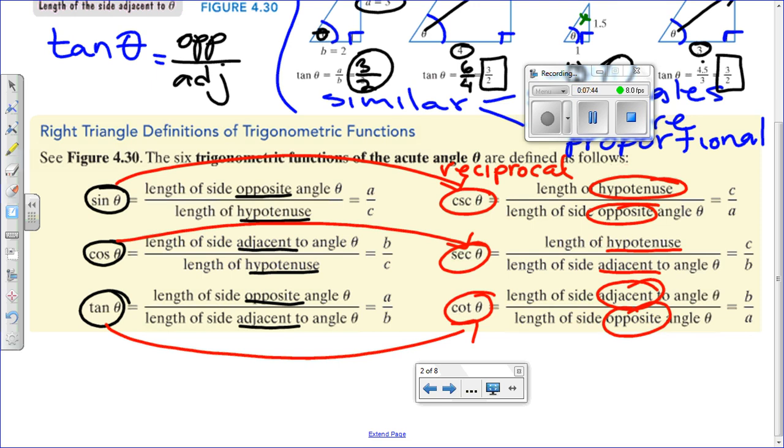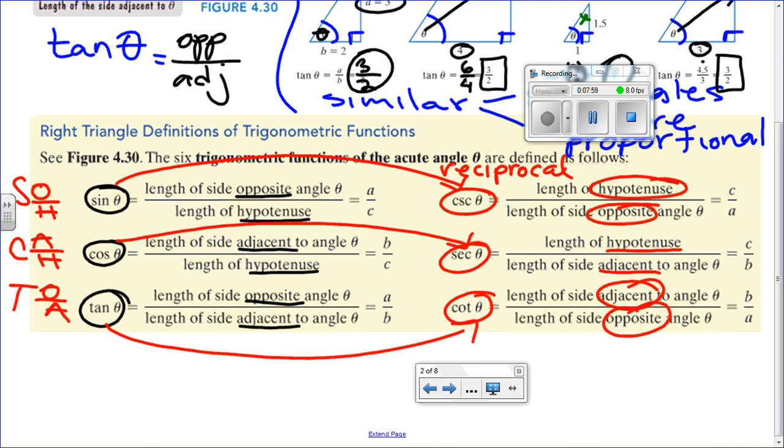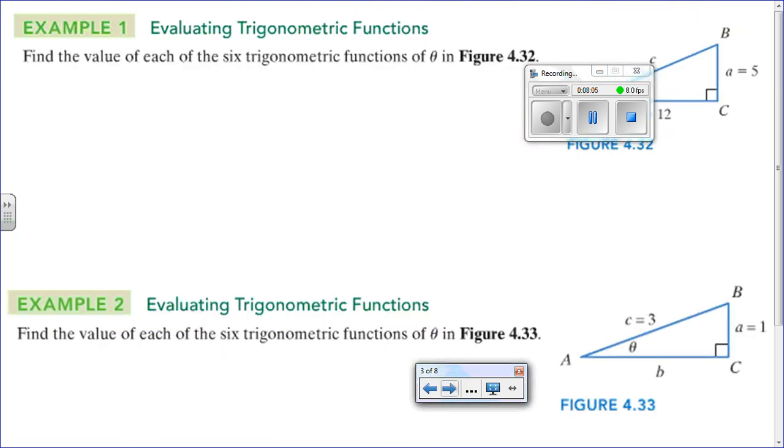And I know you guys are very good with the acronyms, so the sine, the cosine, and the tangent, right? But we don't call them that. That's just semantic. They're called trigonometric ratios. Okay, so find the value of each of the 6 trigonometric functions. It's very simple.